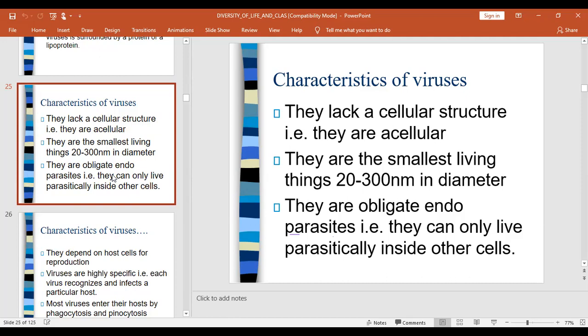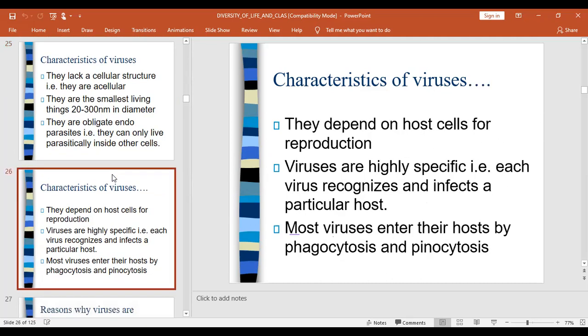Number two, they are the smallest living things, around 200 nanometers, meaning that we divide a millimeter by 1 million to give you the size. Even in our laboratory, we can't view a virus. You need a digital microscope. Then they are endoparasites, because they can only live inside other cells. They cannot live outside the cell. That's why even when we have coronaviruses on our hands or in our clothes, they don't normally affect us until they enter inside the cell. They also depend on the host cell for their reproduction. They cannot reproduce on their own.